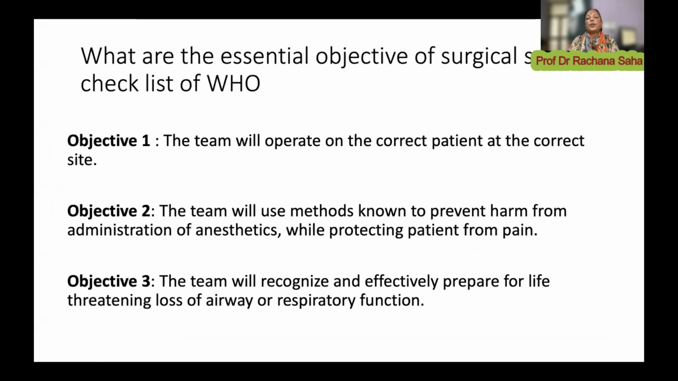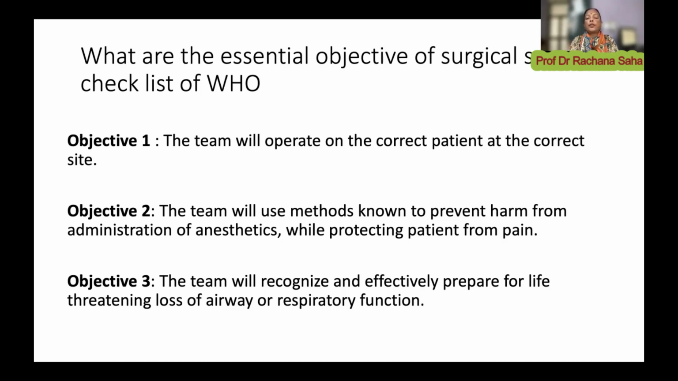Now, what are the essential objectives of creating this surgical checklist by WHO? There are overall 10 objectives. Number one, the team will operate on the correct patient at the correct site. So, doing wrong operation and on the wrong patient will be avoided. Number two, the team will use methods known to prevent harm from administration of anesthetics while protecting patient from pain. So, patient profile will be taken into account, and anesthetics which will be used will minimize the harm and will also protect the patient from pain. So pain relief will be one of the objectives.